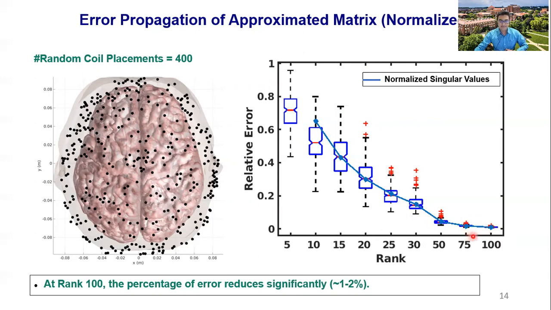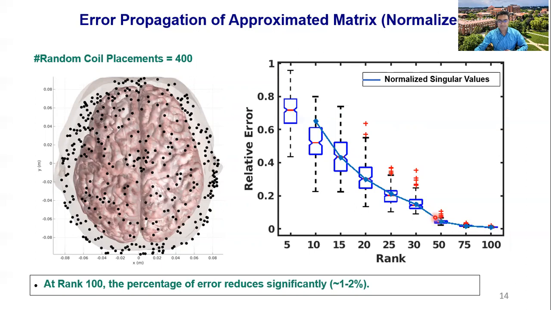approximating the matrices. Remember that the rank that you choose is a parameter of your simulation. It means it's a hyperparameter. As you increase the rank, it reduces the error. And yes, the normalized singular value curve does follow the propagation of error.